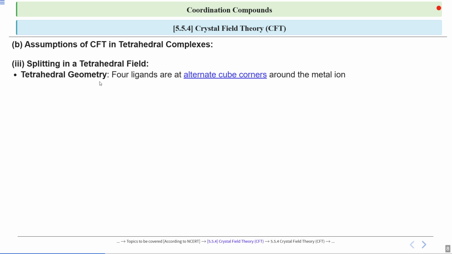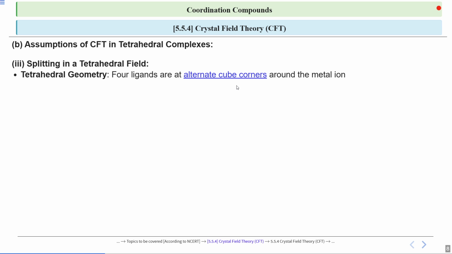Tetrahedral means 4 ligands. Tetra means 4. So in this case, only four donor atoms can bind with the central metal ion, or you can say only 4 ligands can arrange themselves around the central metal ion in a geometry. So how is the tetrahedral geometry made for the complex? The 4 ligands are placed at alternate cube corners around the metal ion. If you consider a cube, a cube is basically a 3D form of a square having all the sides equal, right?